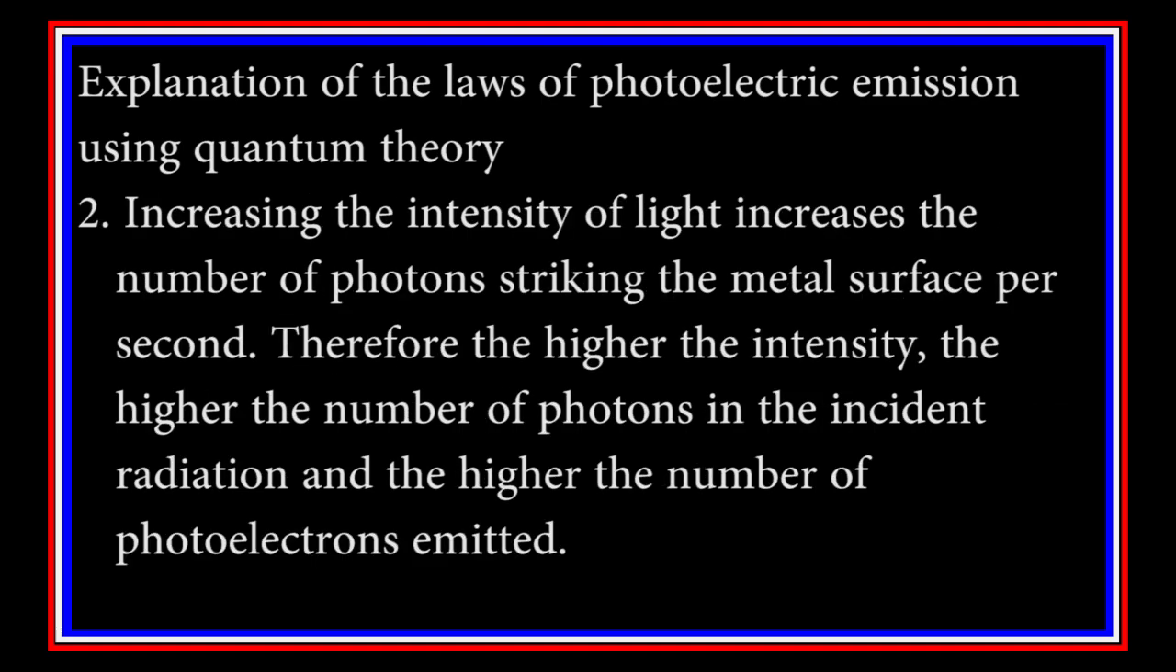2. Increasing the intensity of light increases the number of photons striking the metal surface per second. Therefore, the higher the intensity, the higher the number of photons in the incident radiation, and the higher the number of photoelectrons emitted.